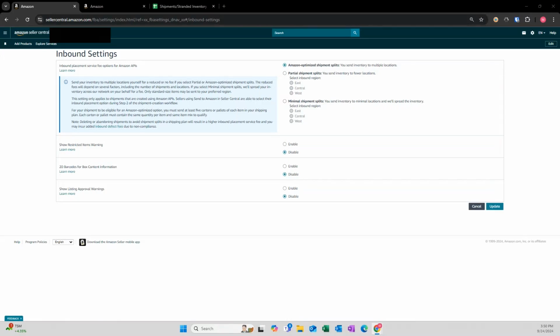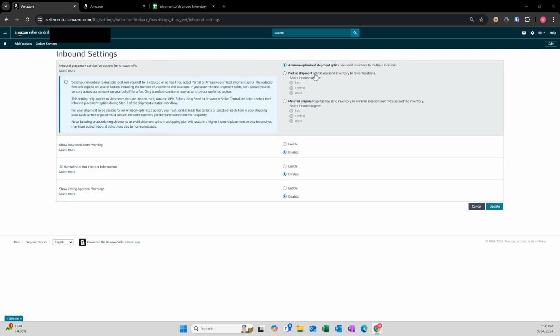Today we will be discussing Amazon's 3 shipment options, specifically for SPD shipments or small parcel deliveries. Within the inbound settings, you can select Amazon Optimized Shipment Splits. This will allow Amazon to ship your items to 5 or more distribution centers.